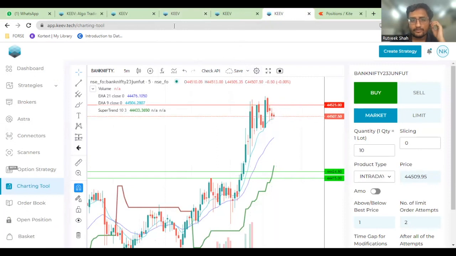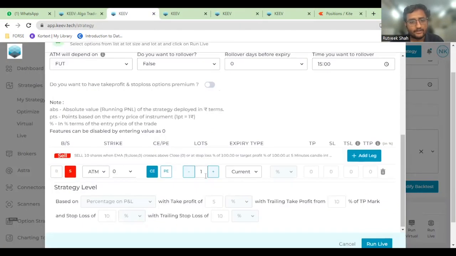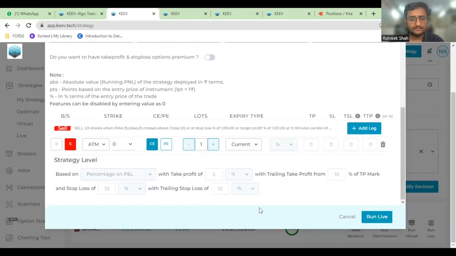That will be around 44,500. Expiry current, one lot only. I'm not going to add any leg here. This is a simple strategy that I want to deploy. I'm not going to add a stop loss for the current time because it will just make the strategy a bit more complicated. So for the time being, I'll just keep it like this. And I'll click run live.